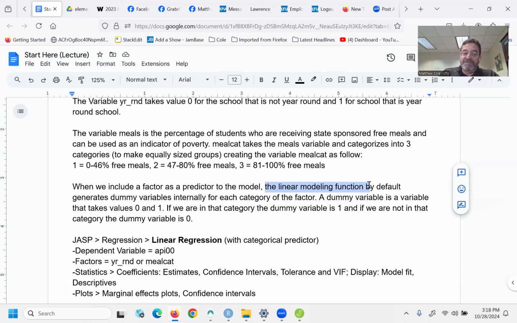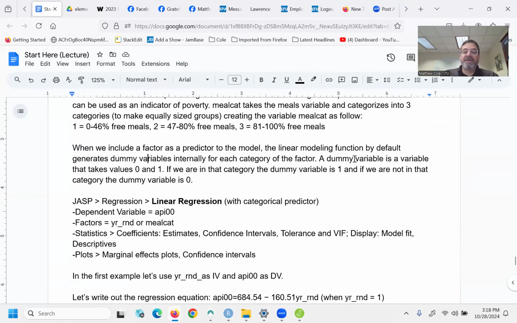It is generating what's called a dummy variable, something that's happening internally for each category of the factor. A dummy variable is a variable that takes values 0s and 1s. Think about it like this: if we are in that particular category, then the dummy variable is 1, and if we are not in that category, the dummy variable is 0. It's a little bit abstract right now. It will make sense when we do the analysis.